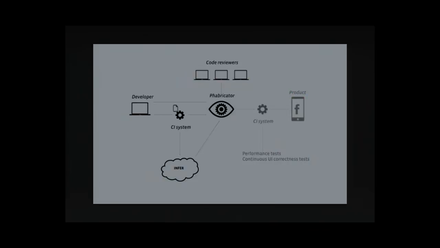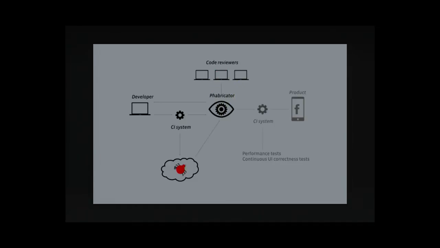The developer sends a diff, and so this is more or less our setup at Facebook. So we use Fabricator as our code review system. It's also open source. So the diff goes into the CI and to Fabricator. The CI runs a bunch of tests, and one of the things it runs is Infer. Meanwhile, the code reviewers give their opinion on the code, and Infer will try to find issues with the diff.